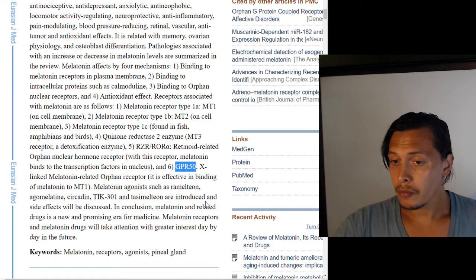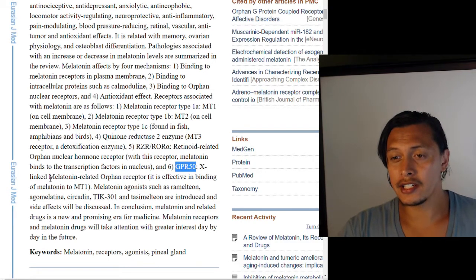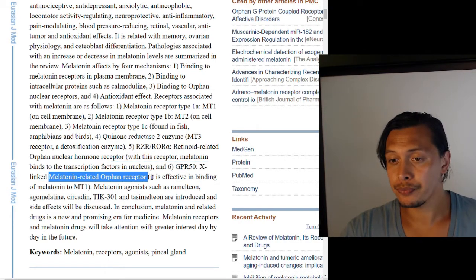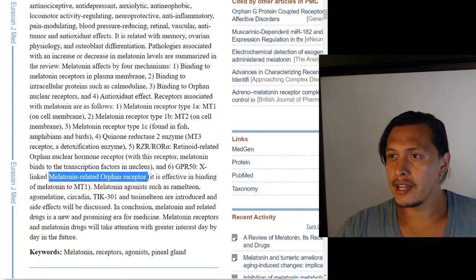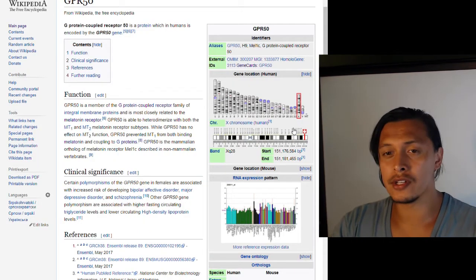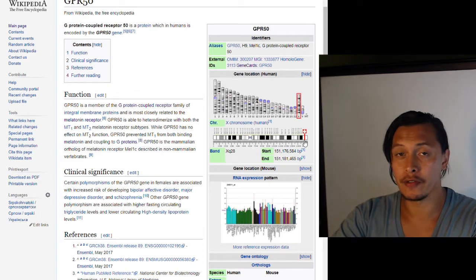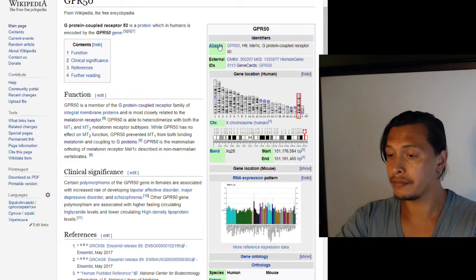So just so you know, this GPR50 is the X-linked melatonin-related orphan receptor. And I think when they say X-linked, it means it's on the X chromosome, so this is something that could theoretically have a gendered difference to it. Interesting.